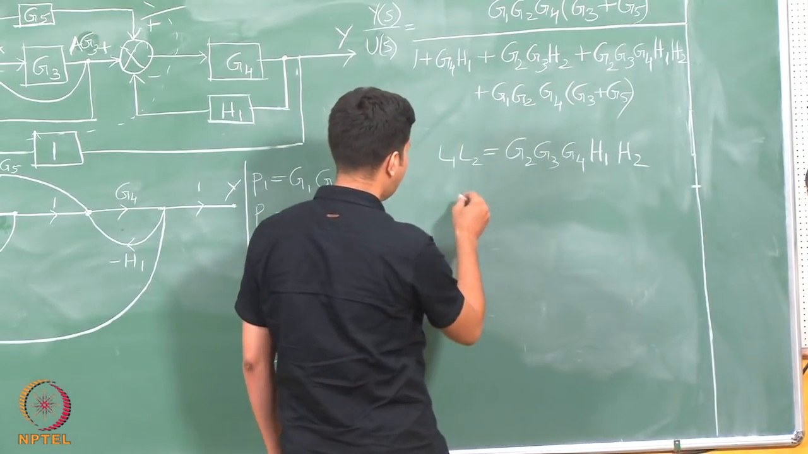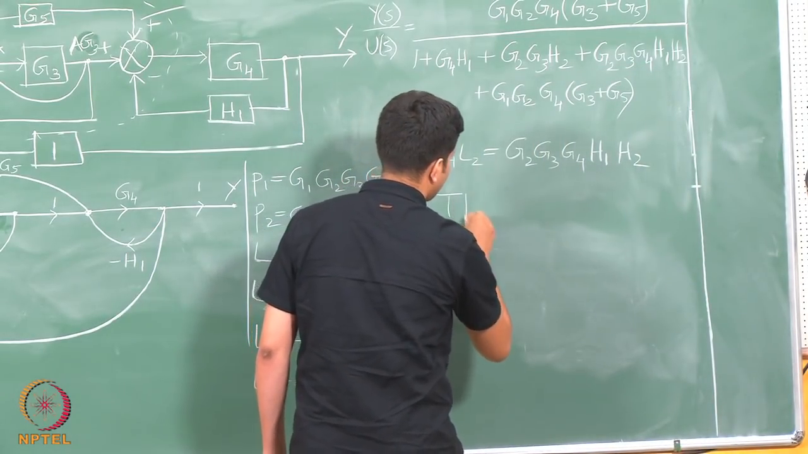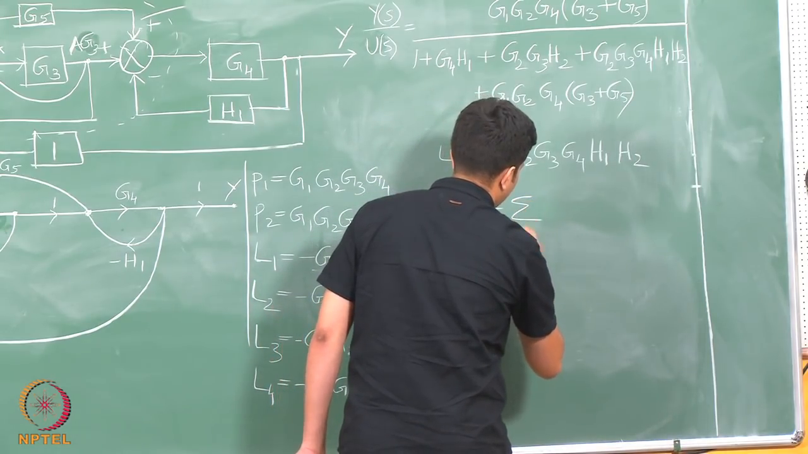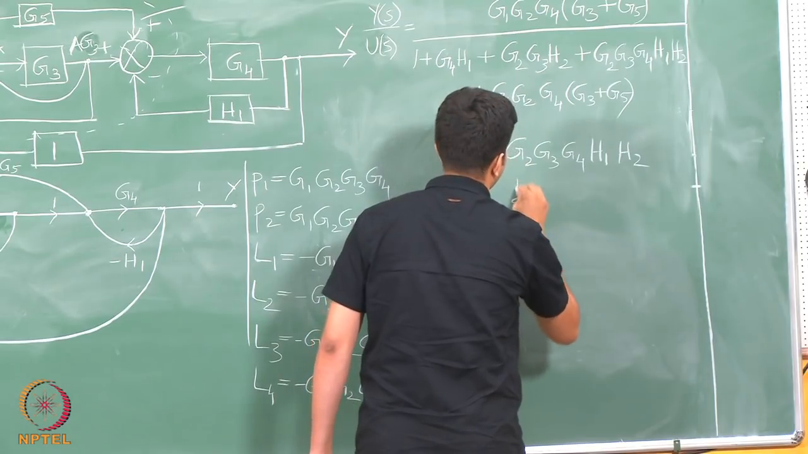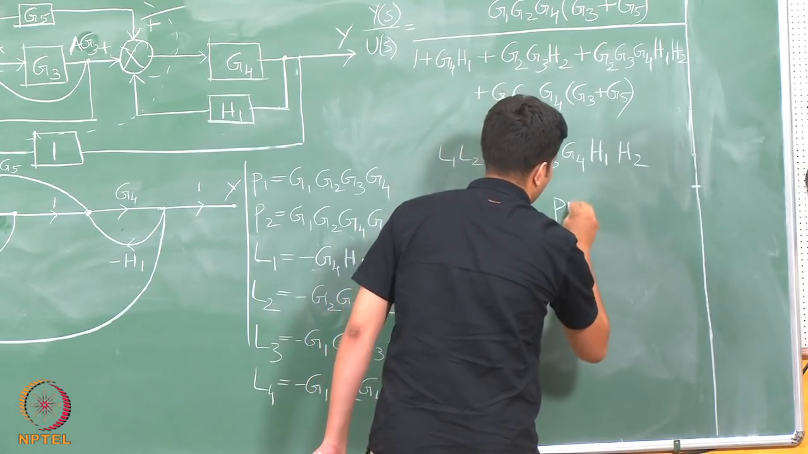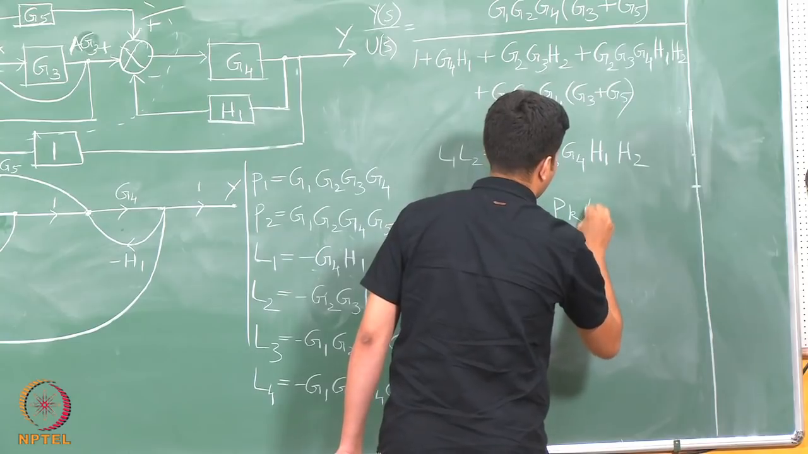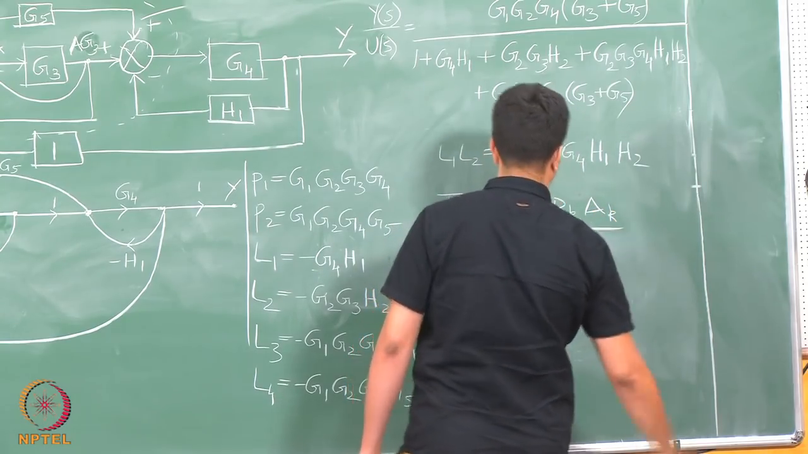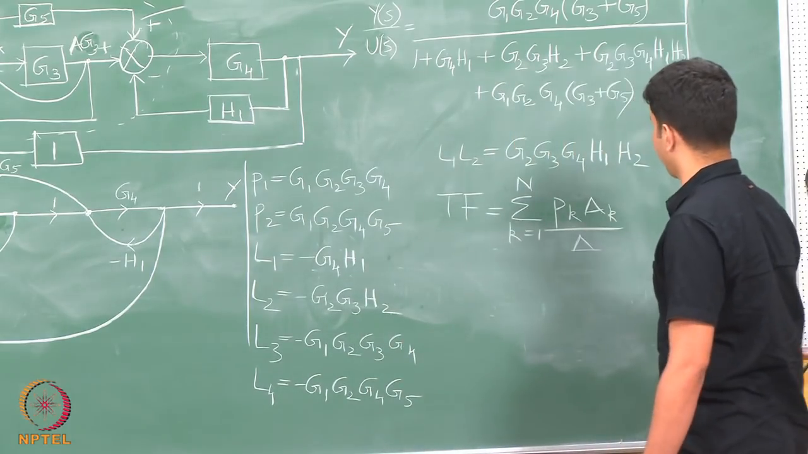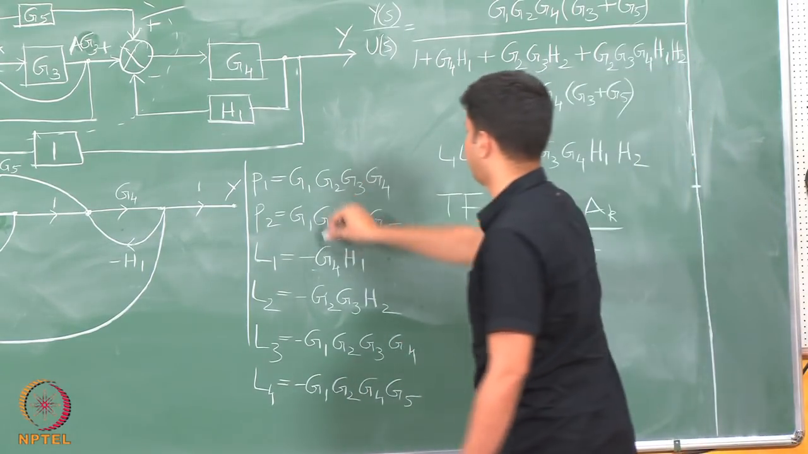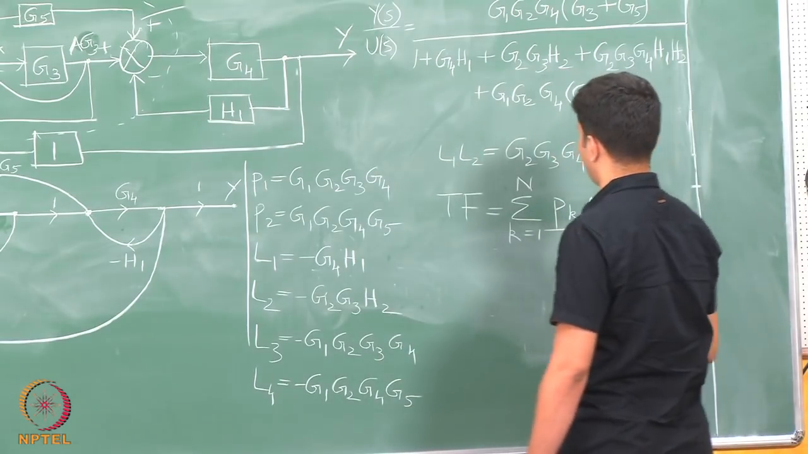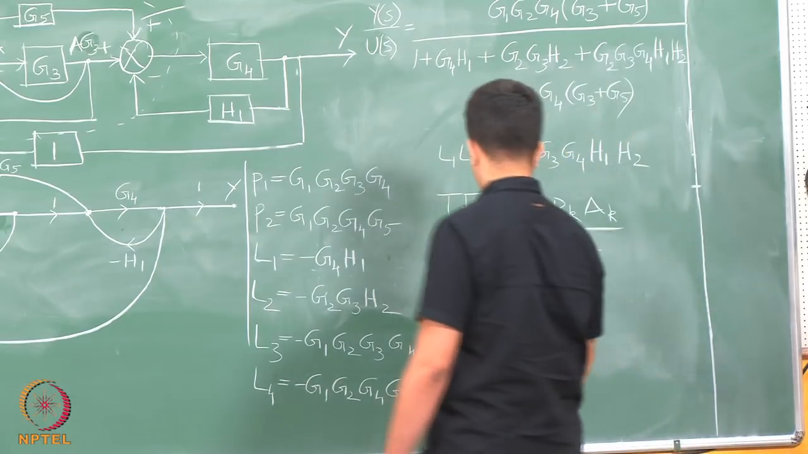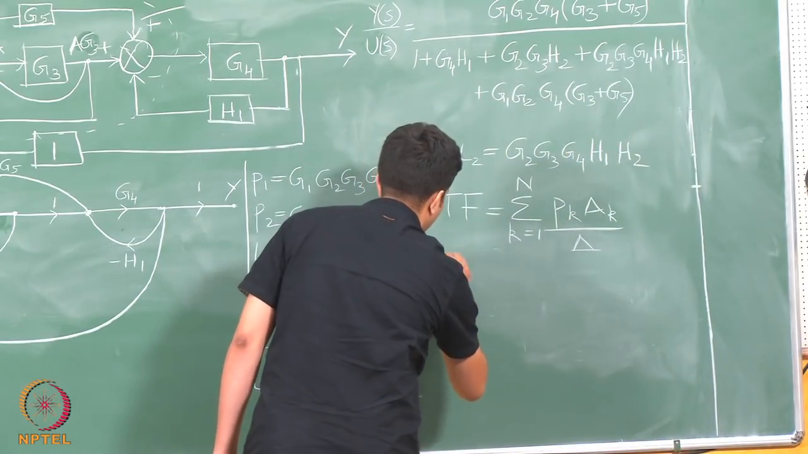So we looked at the Mason's gain formula giving us the transfer function, which is given by sigma k equals 1 to n, Pk delta k over delta. So now we know both Pk. And before going to delta k, we need to know what delta is. So we'll define what delta is.